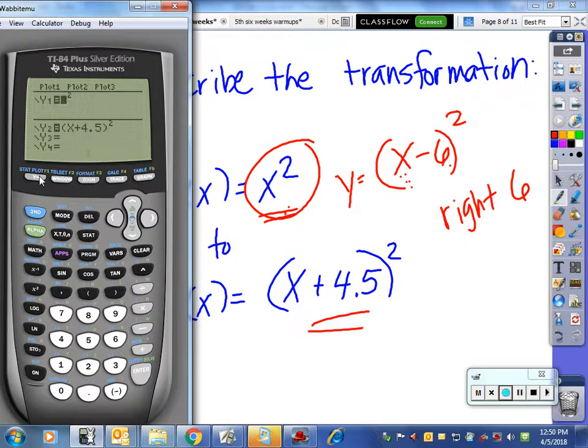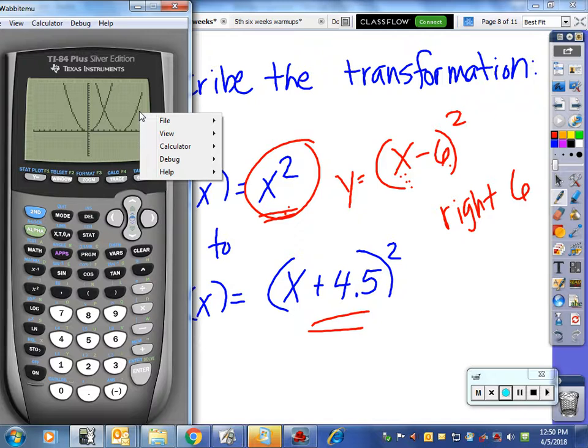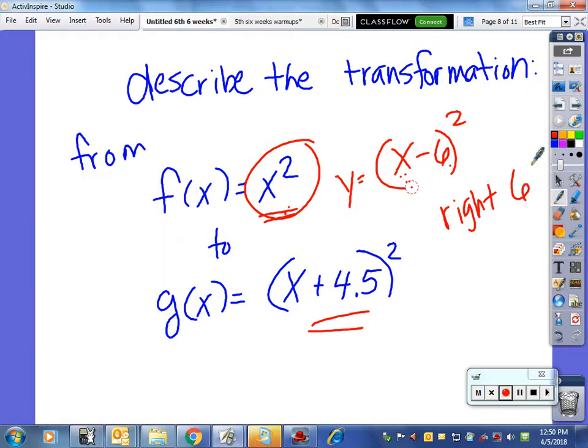Here's y equals x squared. That's the parent function. Oopsie, I erased it. Y equals x squared. Let's change that to y equals, in parentheses, x minus 6 squared. Here comes y equals x squared. That's the parent function. Here comes the second one I graphed. Look what it did. It went to the right. How many spaces? 6.